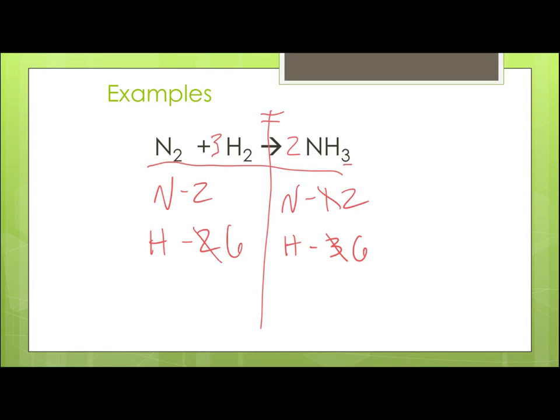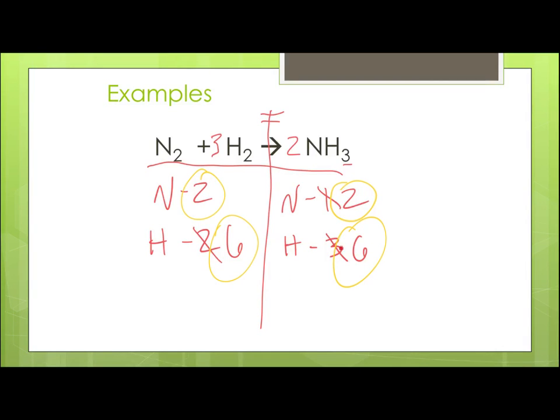So if we look, 2 equals 2, 6 equals 6, and we are happy because our left side equals our right side. Just to backtrack through what we did here. We started out without any coefficients. We had 2 nitrogens on the left, 1 on the right, 2 hydrogens on the left, 3 on the right. We start with our hydrogens to balance it, and so we have 3 on one side, 2 on the other, so we multiply 3 times 2.